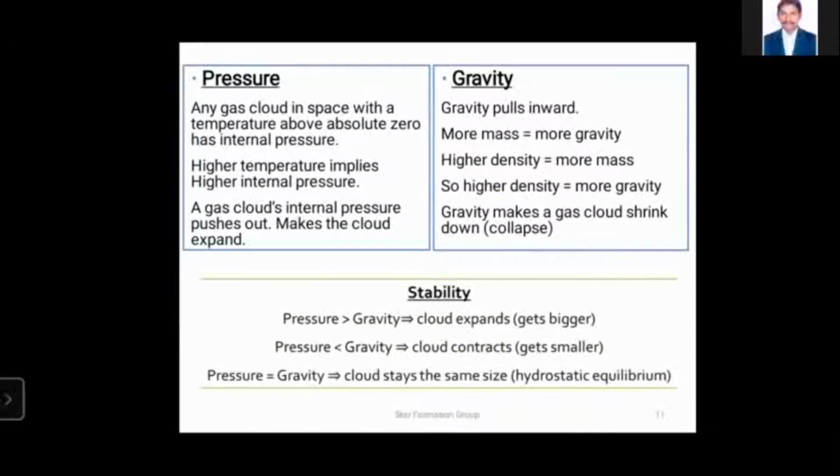So next we are going to stability of stars. Pressure greater than gravity implies that the cloud expands and gets bigger, and pressure less than gravity implies the cloud contracts, gets smaller. And if pressure is equal to gravity, it implies that the cloud stays the same size: hydrostatic equilibrium.